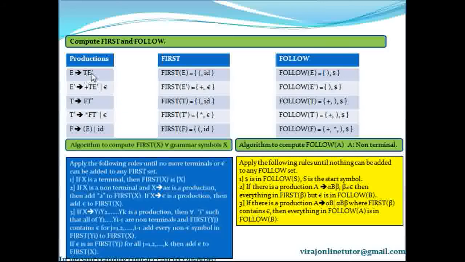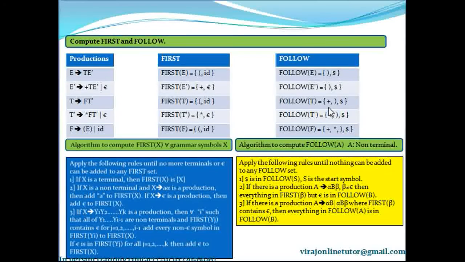Alpha B beta. So there is something in place of beta here, which is E dash. So beta is E dash. So first of E dash you place it in follow of T. So plus I place it in follow of T. Please remember, follow never contains epsilon. So I won't repeat it again and again. So when I say place first of E dash in follow of T, even though the first of E dash contains epsilon and plus, I just add plus here. I don't enter epsilon because follow never contains epsilon.